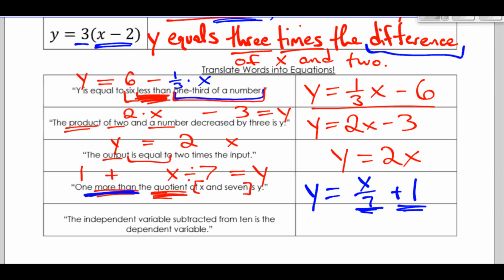And our last translating one, the independent variable, that's our x, is subtracted from 10, and that is the dependent variable, which is y. So again, I have to change the order of that. I see that phrase subtracted from. That means it's actually going to be 10 minus x. The independent variable, the x, is subtracted from the 10. I start out with 10, and then I subtract away that x. And that is the dependent variable, or that is y.